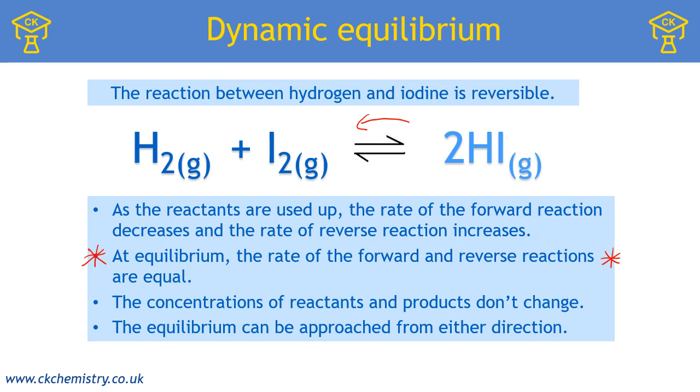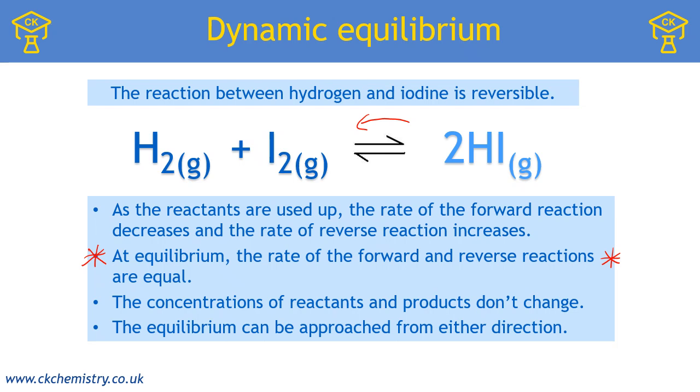It also means that we can approach the equilibrium from either direction. I didn't need to start on the left-hand side. I could start with hydrogen iodide and I'd still reach exactly the same concentrations under the same conditions of temperature and pressure.